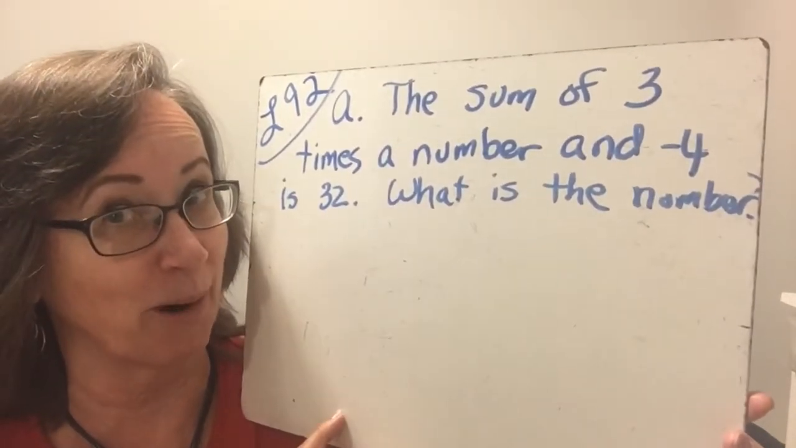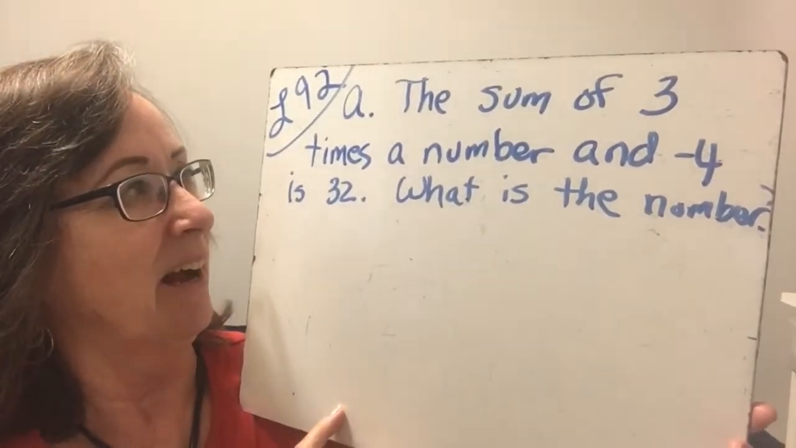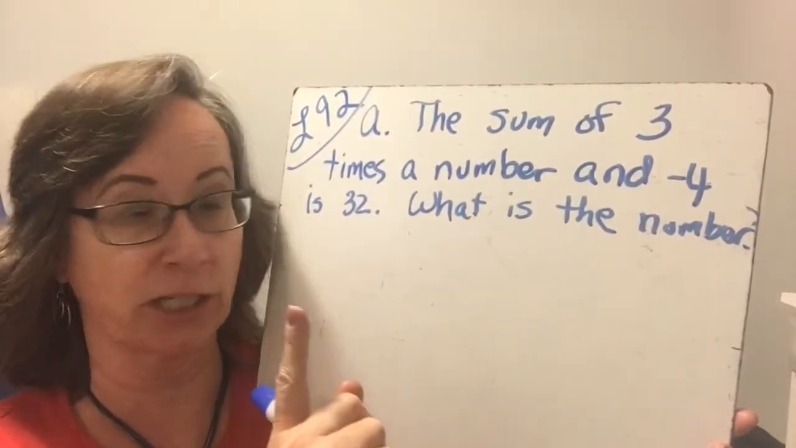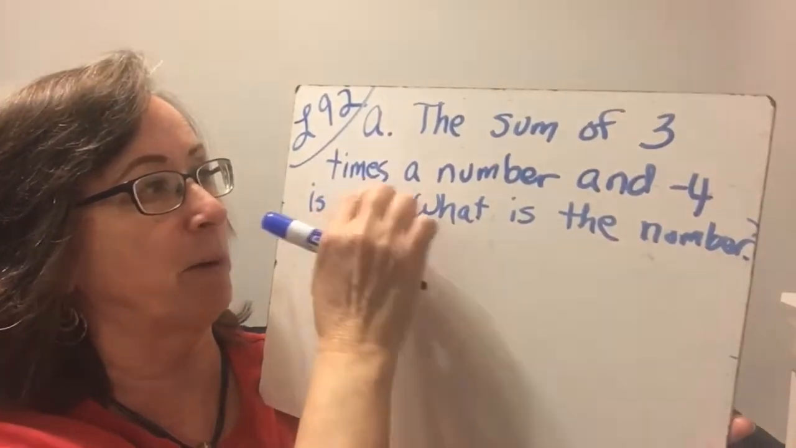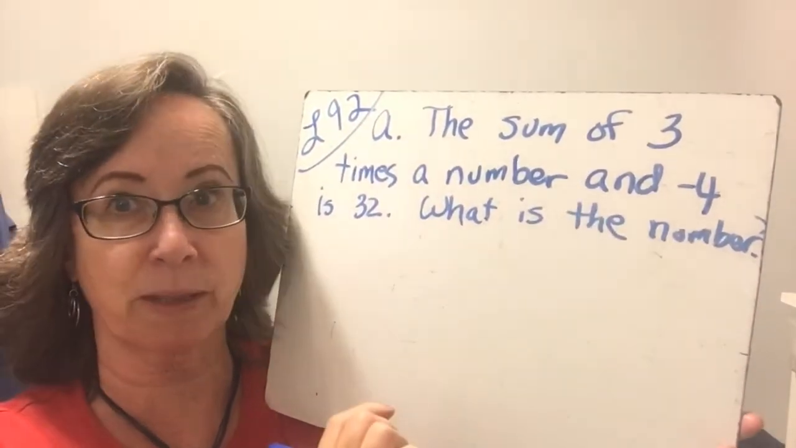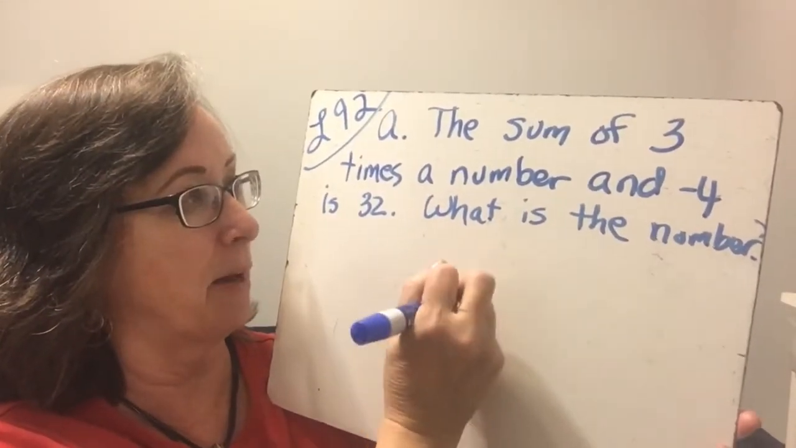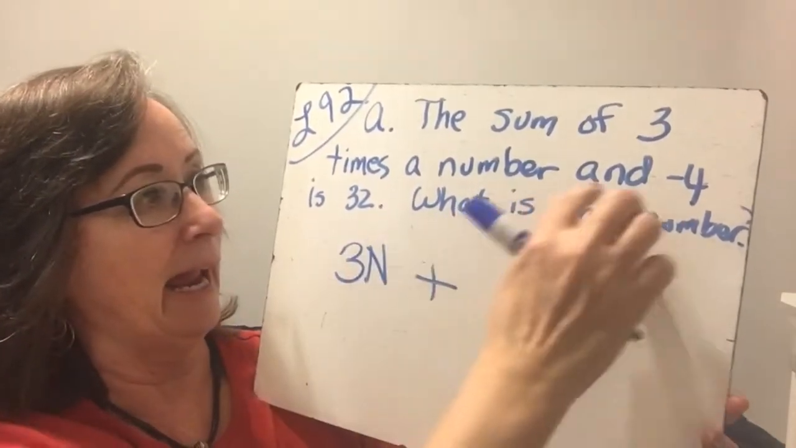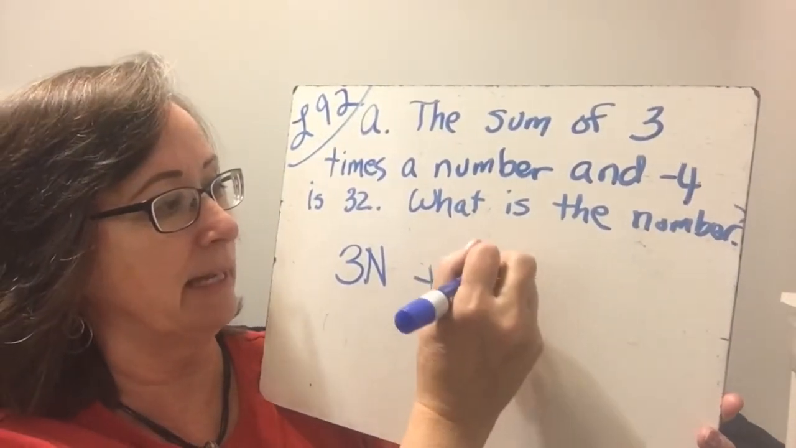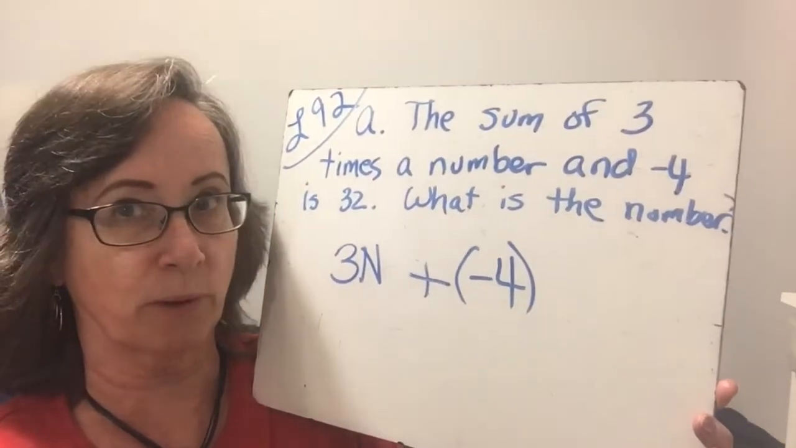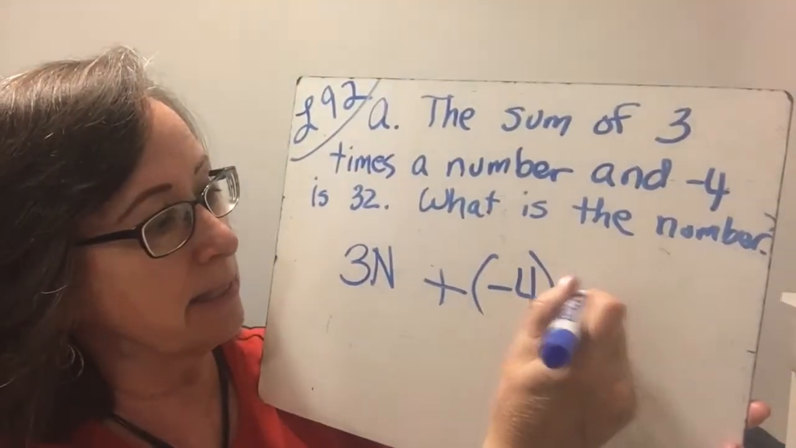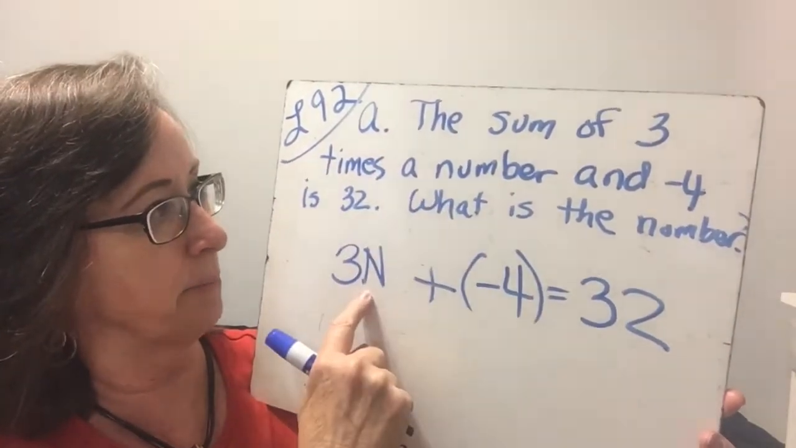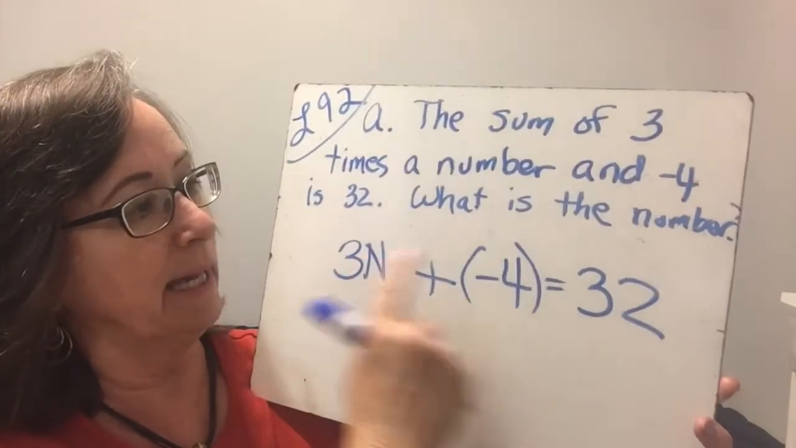So pause your video. Okay, so first we're going to write the equation correctly. The sum means addition. And here's the first part of the sum, and where the "and" is, the plus sign goes. So the sum of 3 times a number would be 3n, and is where the plus sign goes, negative 4, and if you want to, you can put negative 4 in a little parenthesis, is 32. The sum of 3 times a number and negative 4 is 32.